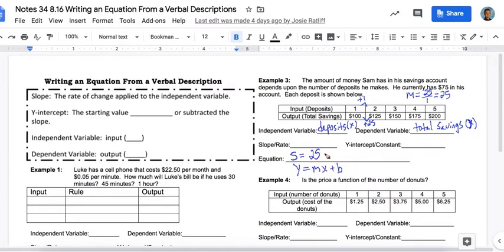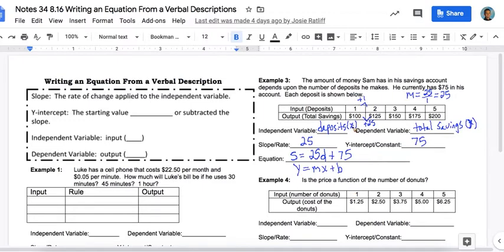So that means I'm going to be multiplying the independent variable by 25. And in this case, it's the deposits. So we're going to multiply each deposit by 25. And then we have to add 75 because that's how much money Sam already has in his account. Okay, and I wrote it this way. Instead of doing 75 plus 25D, I wrote it this way to be consistent with mx plus b. So we know that the slope is 25 and the y-intercept, or the constant, is 75 because I'm doing that 75 every time no matter what.